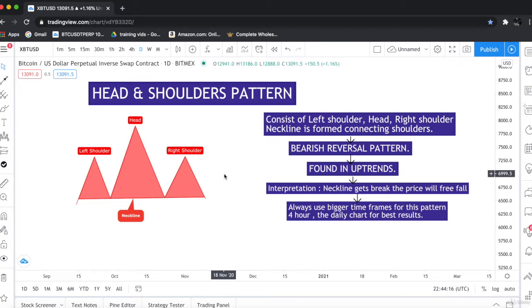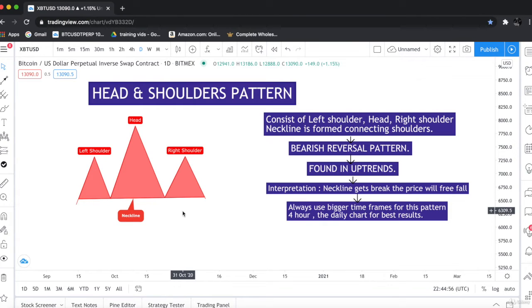The head and shoulder pattern is a bearish reversal pattern which is found only in uptrends. Head and shoulder is a very strong bearish pattern, so this is something which we need to look for on the charts. The interpretation of the head and shoulder pattern is that when the neckline gets broken, which I have labeled here on the chart, the price will fall very fast.